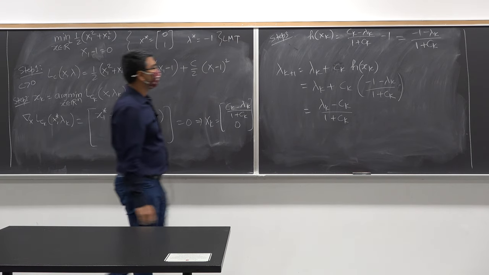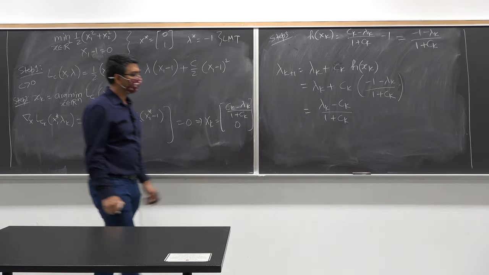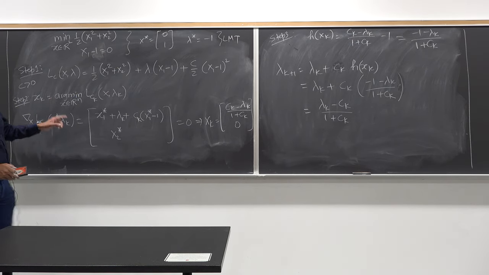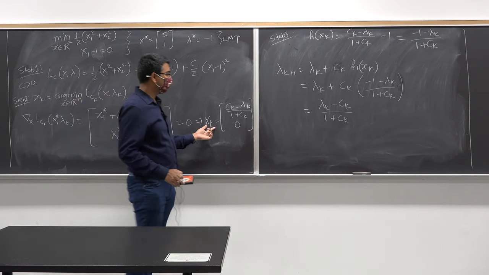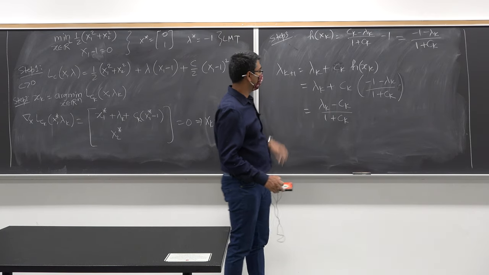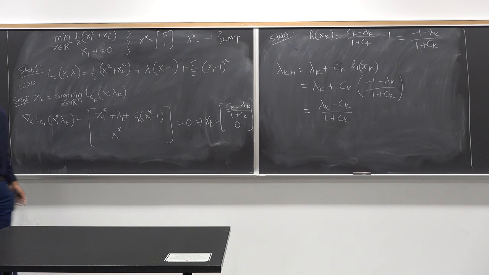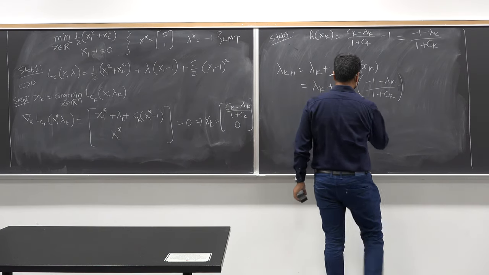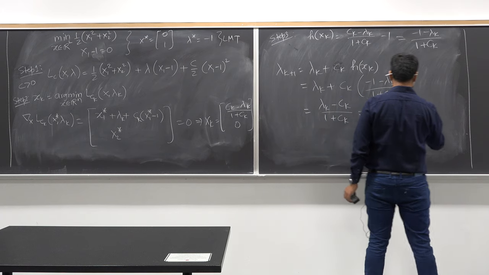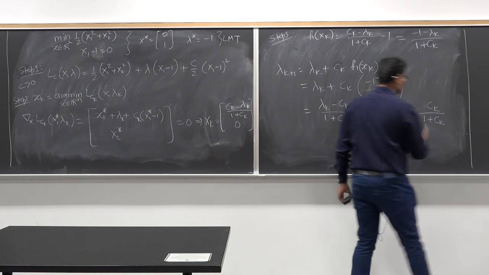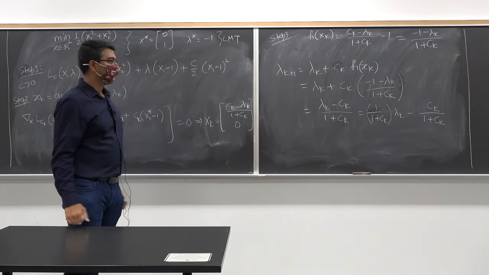So what happens when ck goes to infinity? Suppose my algorithm is such that ck has to go to infinity. So as a function of ck and lambda k, I have xk, and as a function of ck, I have lambda k plus 1. So what happens if ck goes to infinity? Let me write it in another way: 1 over 1 plus ck times lambda k, minus ck over 1 plus ck. Yes, there was something I heard. It becomes minus 1 or something?